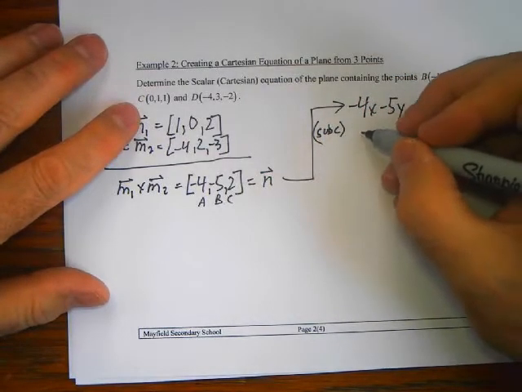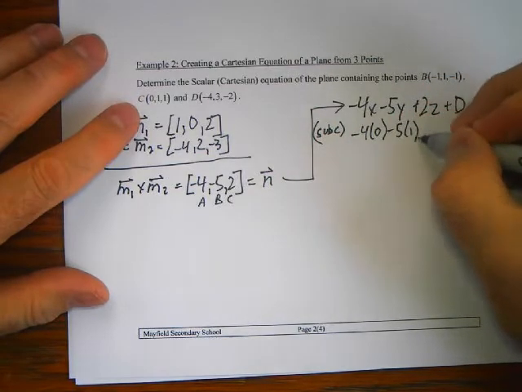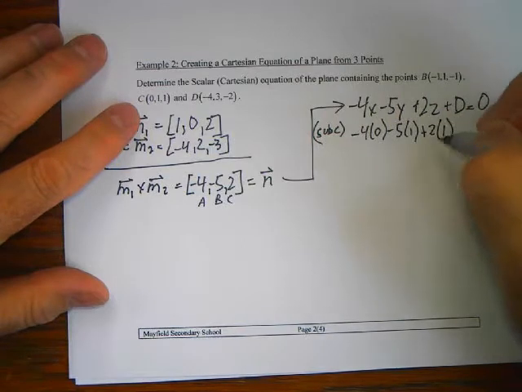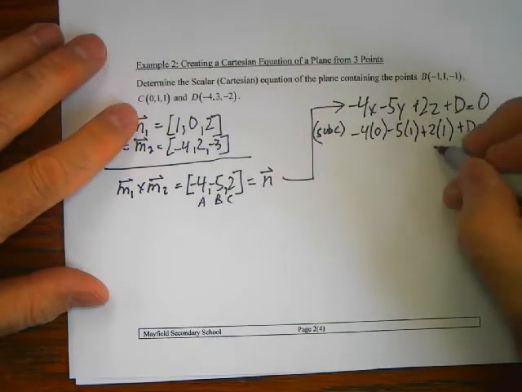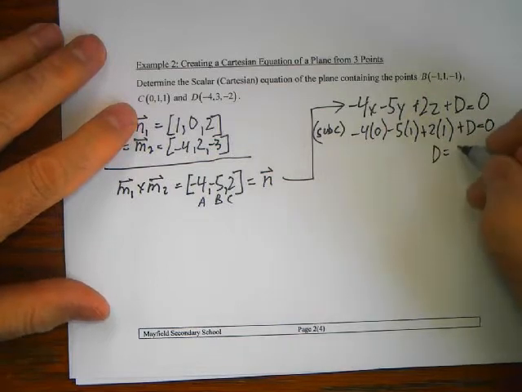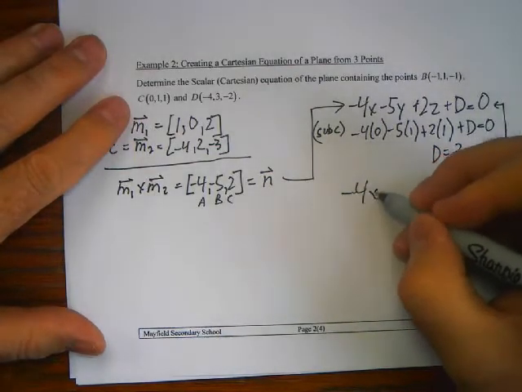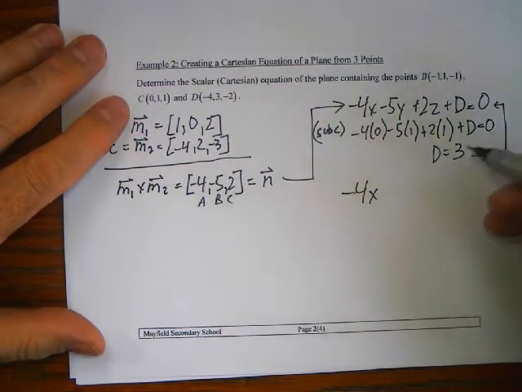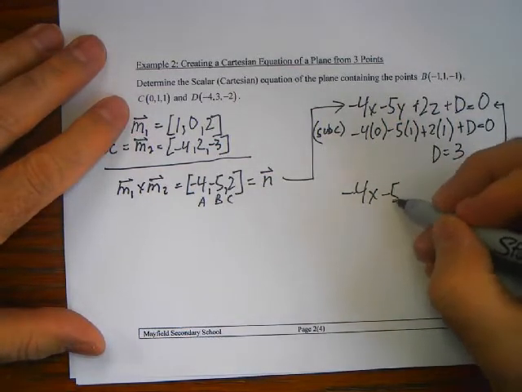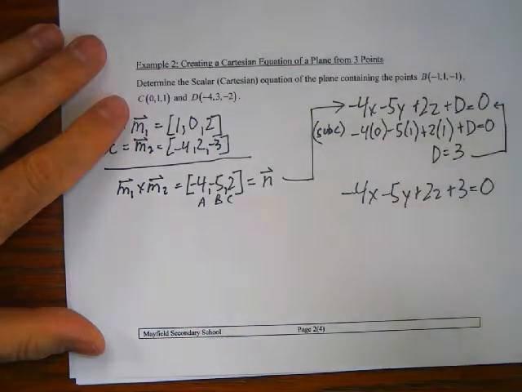So I get negative 4 times 0 minus 5 times 1 plus 2 times 1 plus d equals 0. And that will tell us that d is equal to 3. And then I'm just going to plug this back in here. So I get negative 4x minus 5y plus 2z plus 3 equals 0.